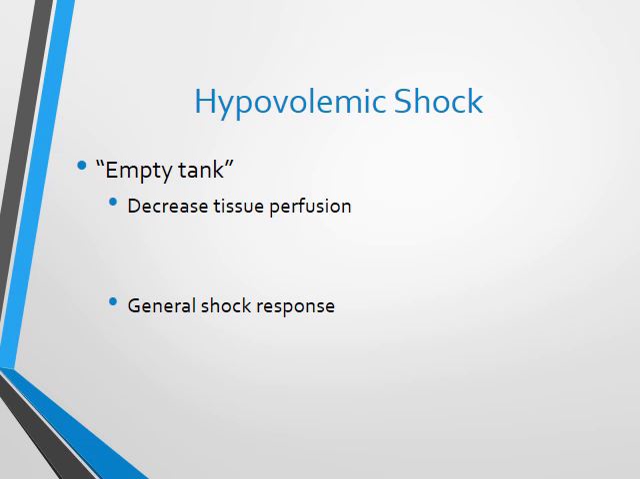All right, let's start with hypovolemic shock. This is an empty tank syndrome where you have decreased tissue perfusion due to loss of volume in the body. Okay, again, you have that general shock response where you have decreased venous return. You just don't have the body fluids in your system to help with ventricular filling. That leads to decreased stroke volume, leads to a decreased cardiac output, leads to inadequate tissue perfusion.